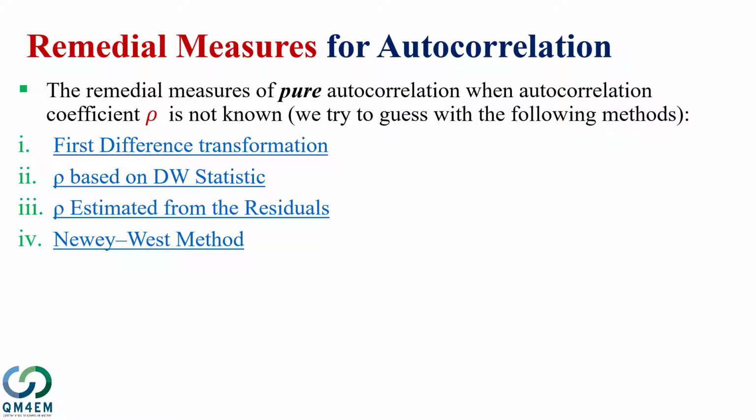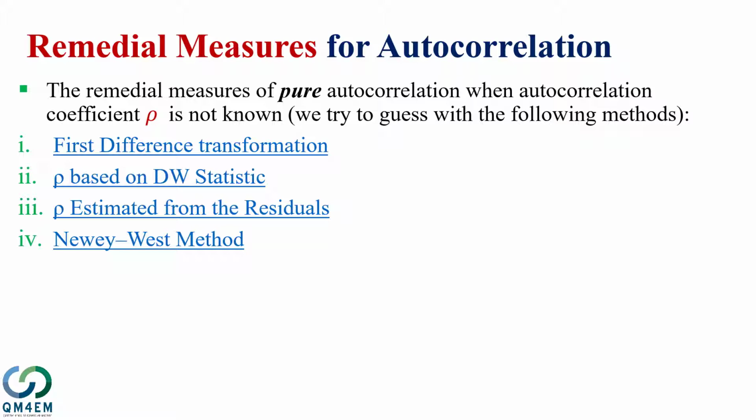If it is not known, how can we find the value of rho to use for the transformation? There were 4 ways through which we can do that: the first difference transformation, rho based on the Durbin-Watson d statistic, rho estimated from the residual regression, and finally the Newey-West method. The first difference transformation is a proper mechanism in which we use the rho value equal to 1, on the idea that if the autocorrelation is positive and its coefficient value is close to 1, then we can use the first difference transformation, in which we use rho equal to 1, and then we apply the OLS procedure to this transformation.